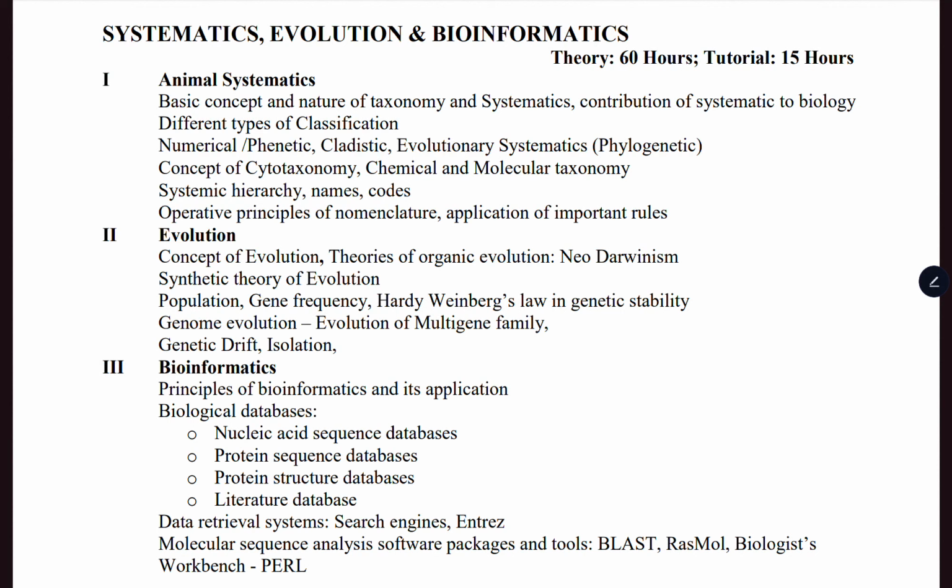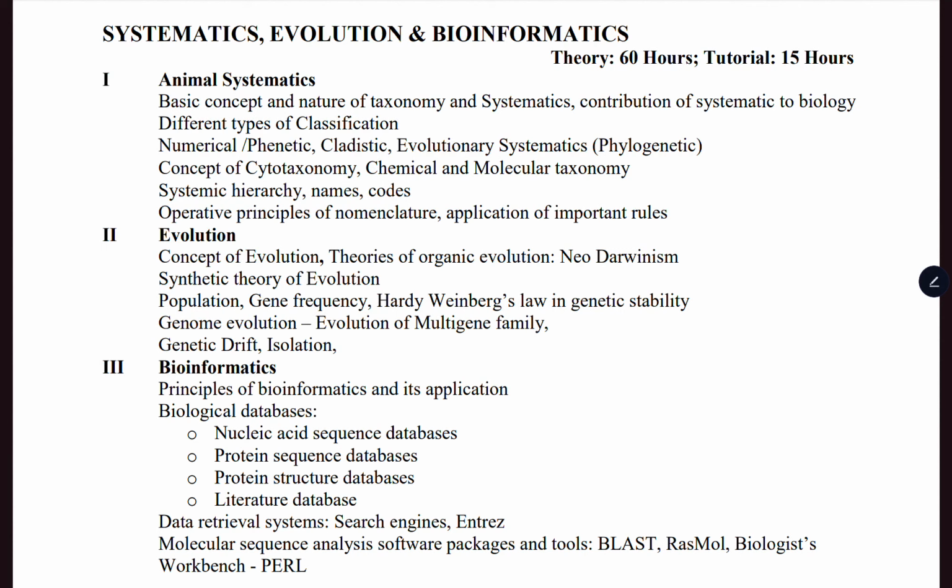And evolution, unit 2: concept of evolution, theories of organic evolution, neo-Darwinism, synthetic theory of evolution. These two topics, concept of evolution and theories of organic evolution, we have already discussed. You can go and check them out on the channel. Then population, gene frequency, Hardy-Weinberg's law in genetic stability, genome evolution, evolution of multi-gene family, genetic drift, isolation. One by one, we will discuss all these topics and finish paper 101 of semester 1.